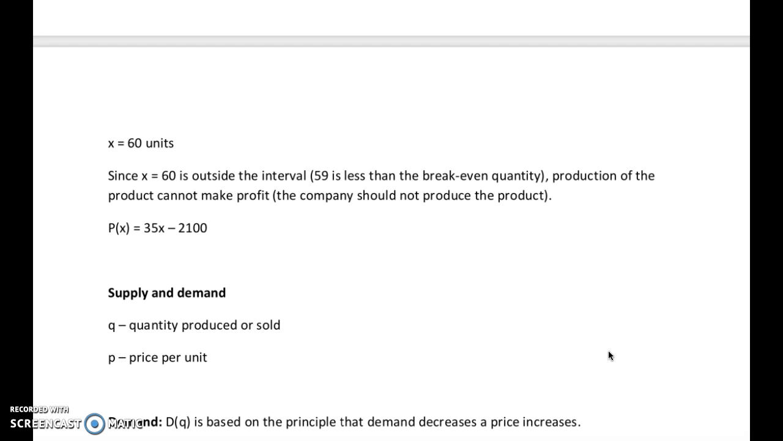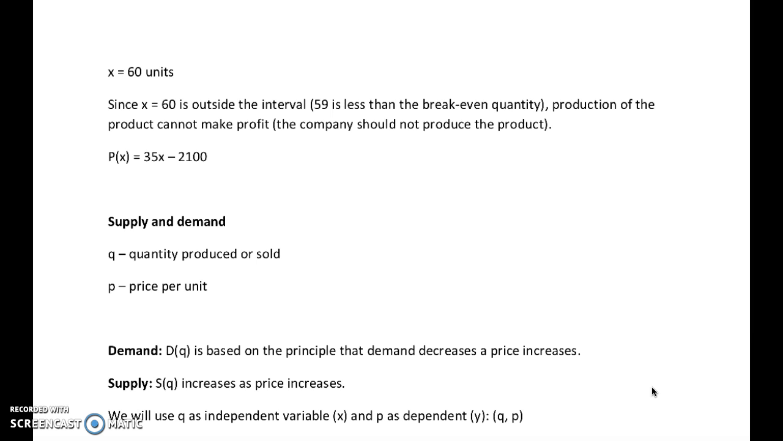So this is the number of things we're producing and selling. And P is our price per unit, like our t-shirts that we sold for $9 each. And our demand is based on the fact that demand decreases as the price increases. So as the price of an item goes up, the demand for that item goes down. And we want to think about that also.